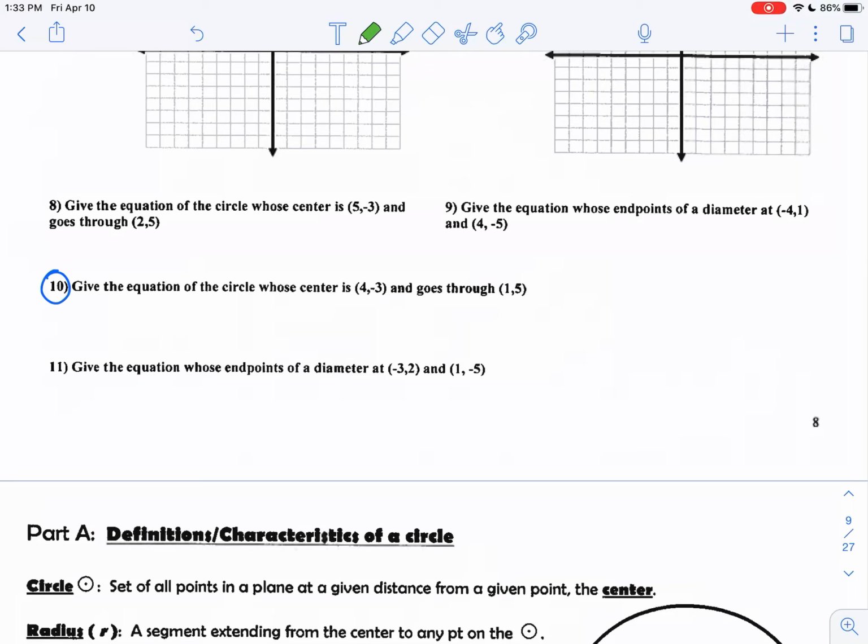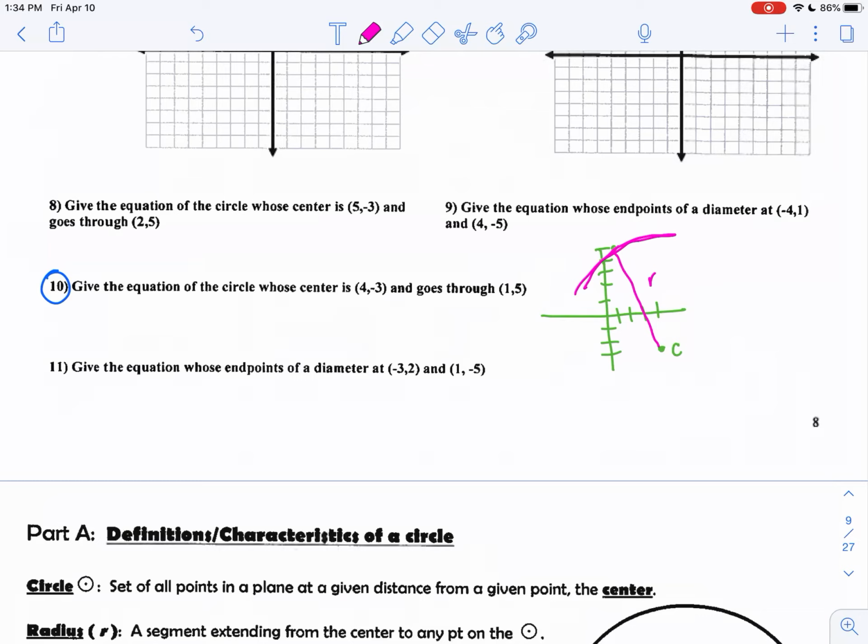Down on number 10, they want you to write the equation of the circle that has the center at 4, -3. So 1, 2, 3, 4, -3 is my center. And it passes through 1, 5. So it's important to note that when you're looking at your circle like this, the center to any point on the circle is your radius.